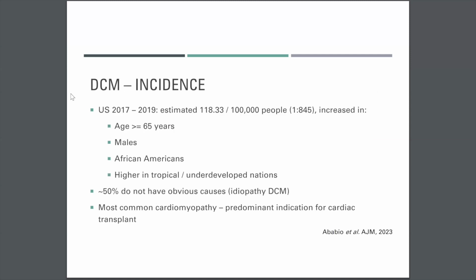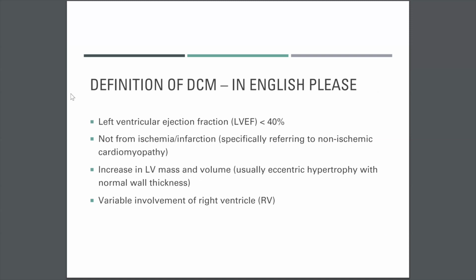So what does this mean in English? It means that, from a practical perspective, usually the ejection fraction is less than 40%. Again, this refers specifically to a non-ischemic pattern of cardiomyopathy, so it's not reduced from infarction or ischemia. Usually there's an increase in mass and volume, associated with eccentric LVH instead of normal wall thickness, and there can be a variable degree of RV involvement, which we can discuss a little bit later in this talk.